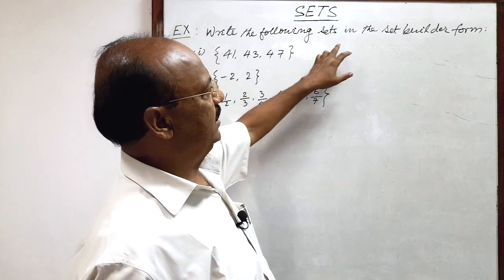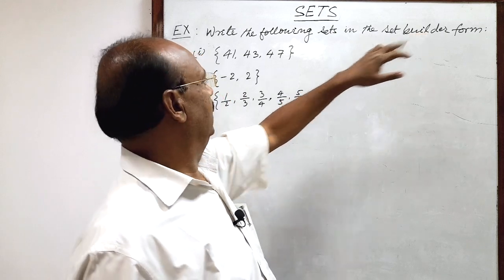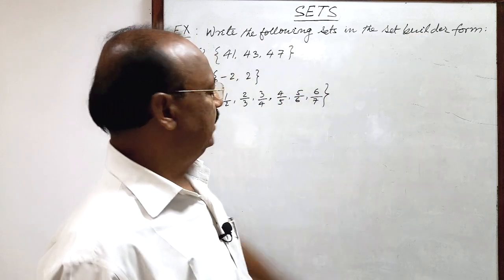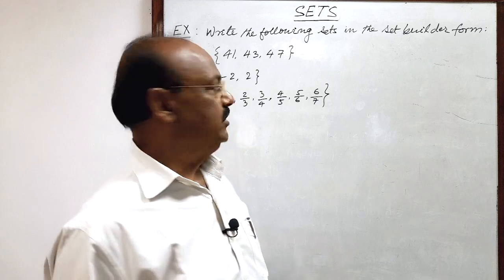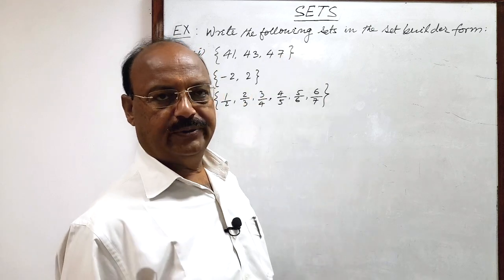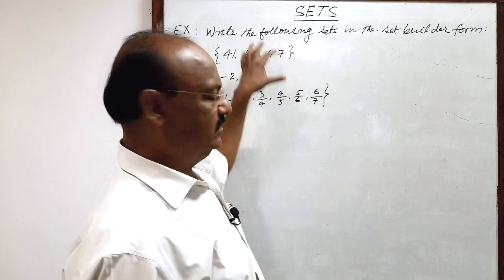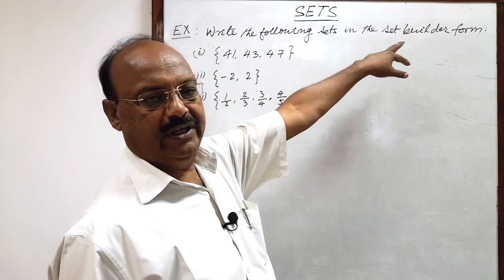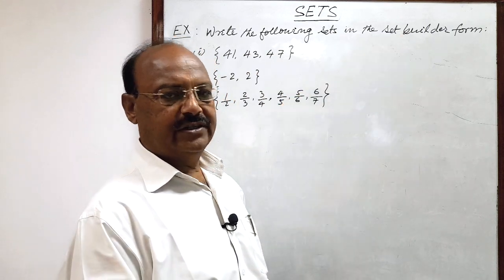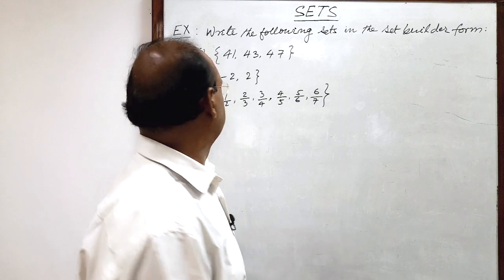Write the following sets in the set builder form. Actually these sets are given here in tabular form, which is also known as roster form, and we have to convert all these three sets in set builder form. Very simple, very interesting. Let us see how we can do it.